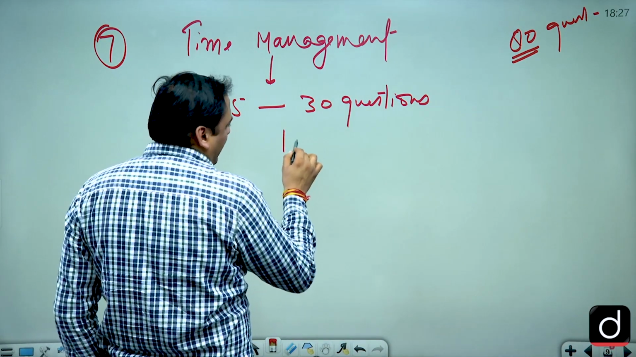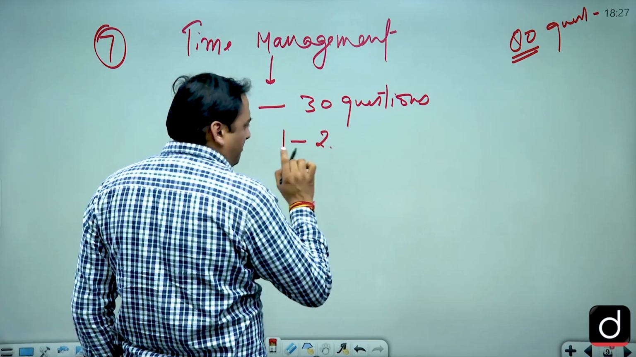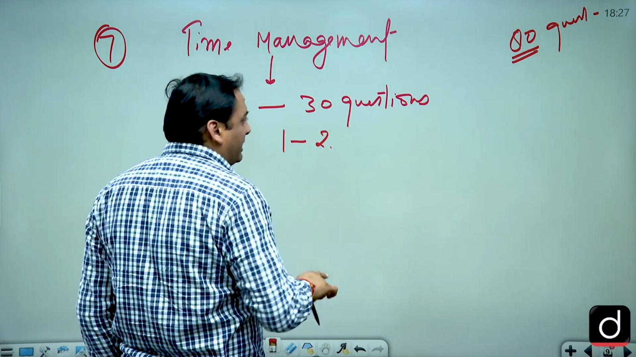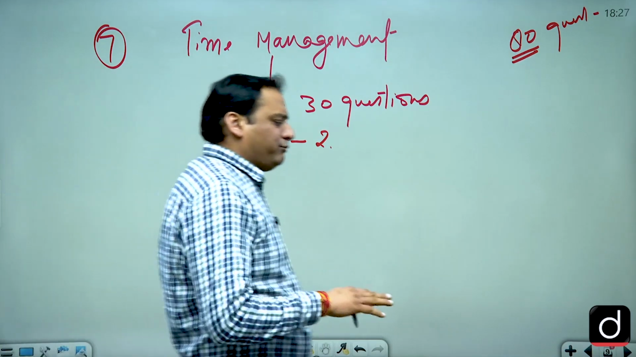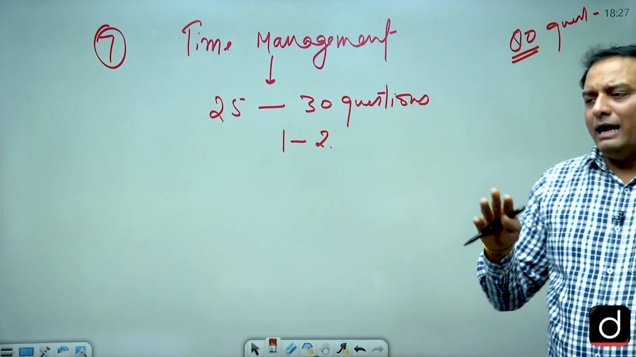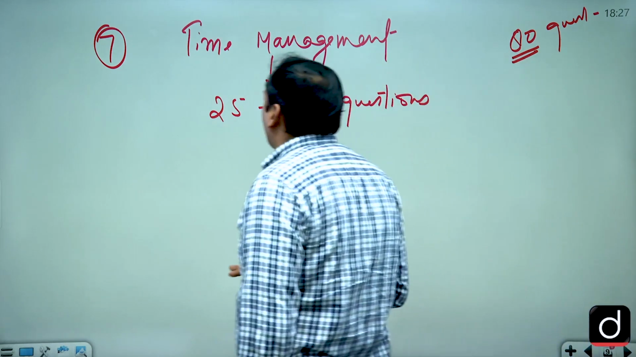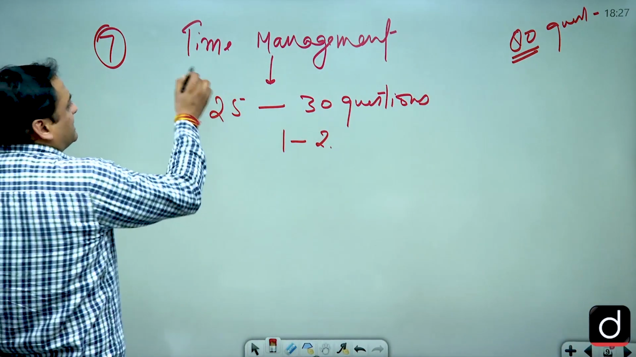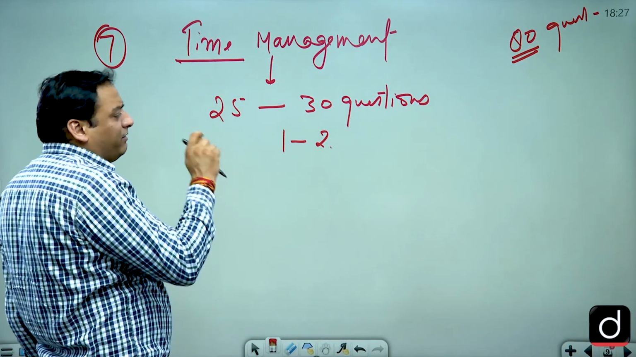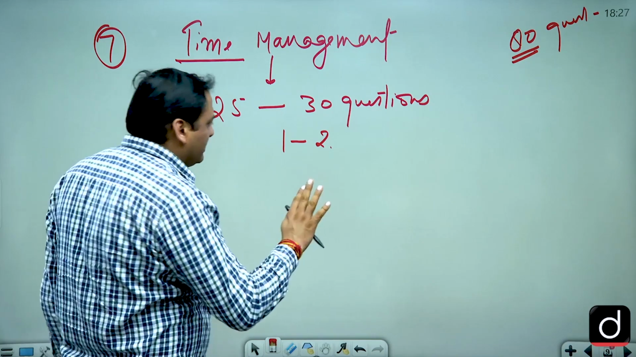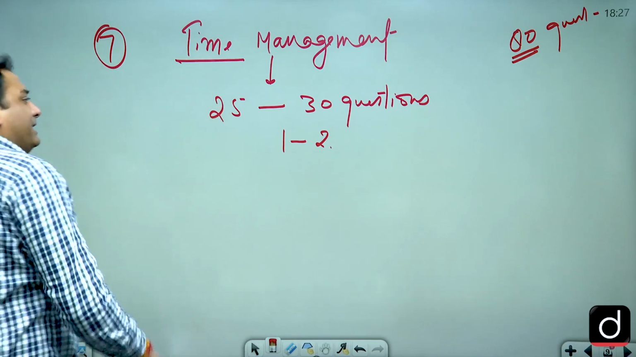Every question will have 1 to 2 minutes. Maximum 1 to 2 minutes will be given. Every question will be done in 1 to 2 minutes. Not 2 minutes, I have to say it must be done in 1.5 minutes. So that is very important for you. So you need to understand the time management. At most you can give what? 2 minutes, not more than this. Or the ideal time is what?